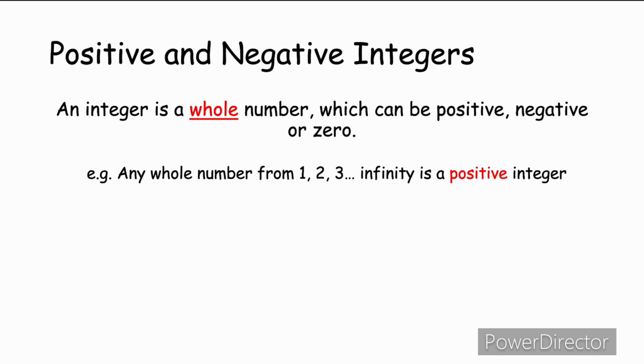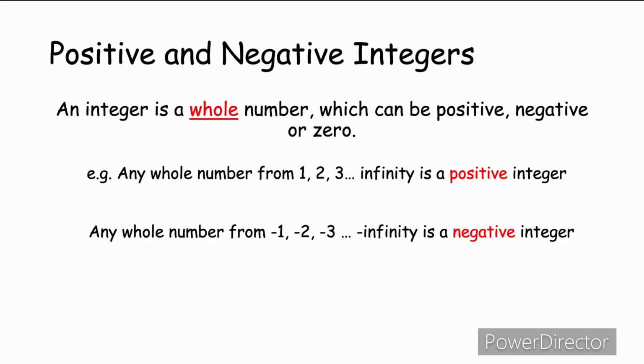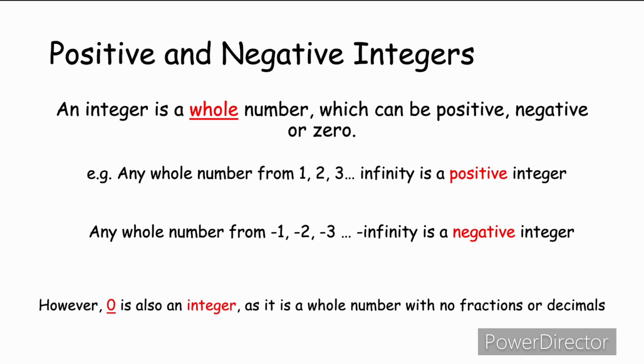For example, a positive integer is any whole number from 1 to infinity, and a negative integer is any whole number from -1 to negative infinity. 0 is also an integer, as it is a whole number with no fraction or decimal parts.